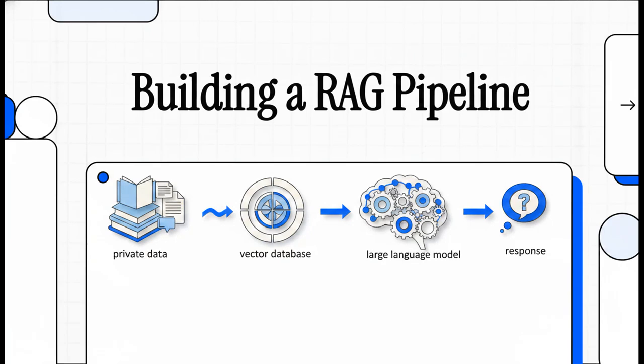All right, let's jump straight into it. If you're an AI engineer or a developer trying to get large language models to actually understand your company's proprietary data without completely hallucinating, you absolutely have to master Retrieval-Augmented Generation, or RAG. Today, we're going from zero to a fully functional RAG pipeline.